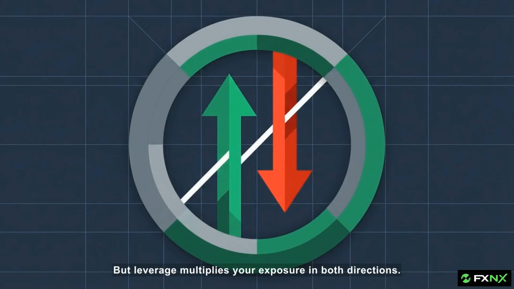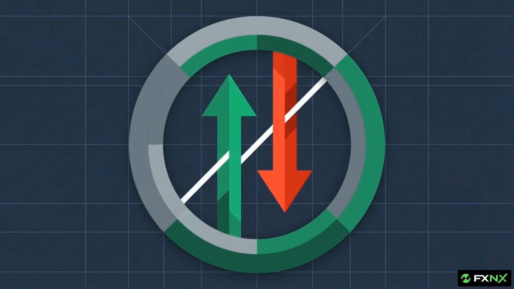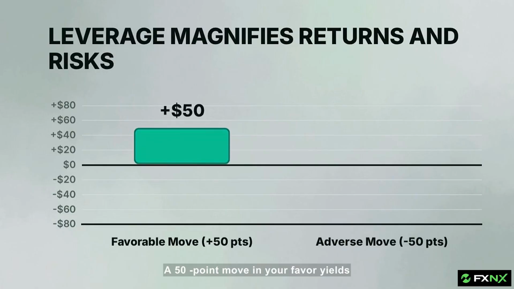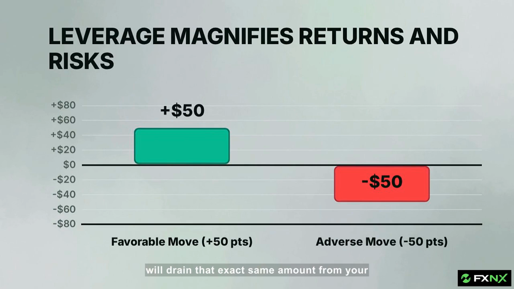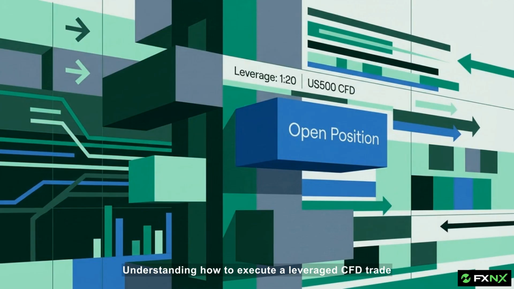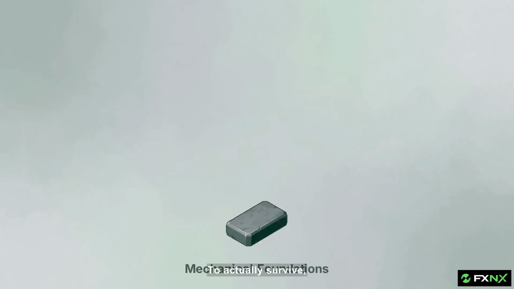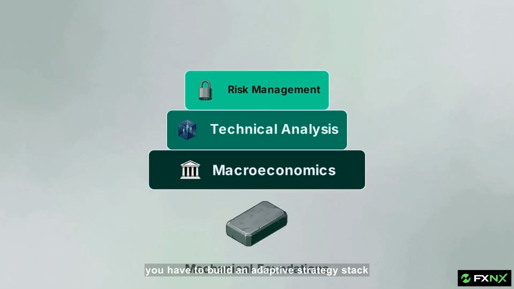But leverage multiplies your exposure in both directions. A 50-point move in your favor yields a high percentage return on that small deposit, but a 50-point move against you will drain that exact same amount from your account. Understanding how to execute a leveraged CFD trade gets you in the door. To actually survive, you have to build an adaptive strategy stack on top of those mechanical foundations.